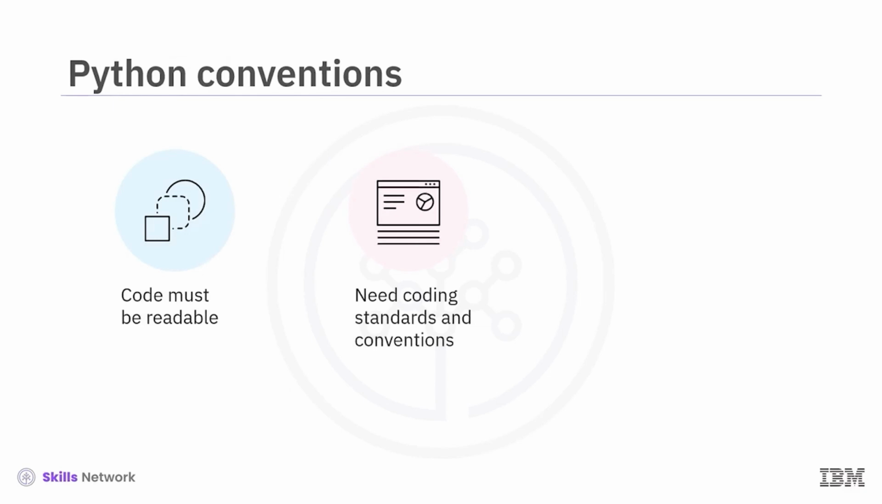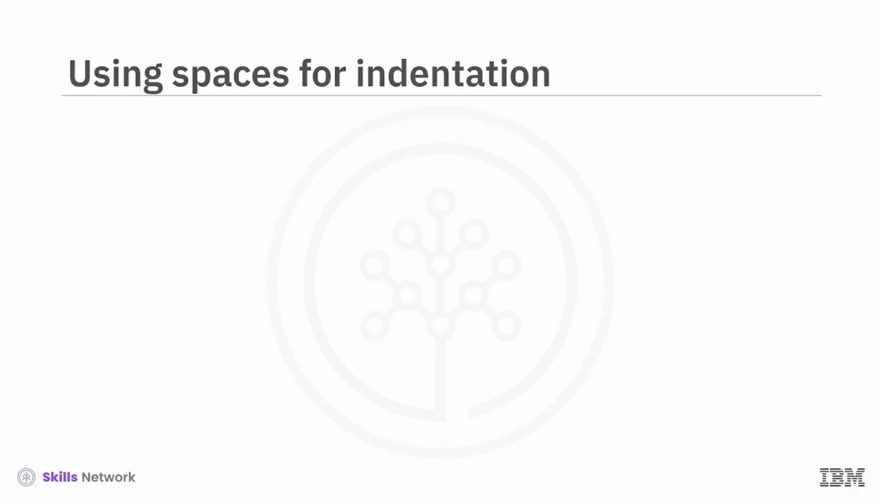Python.org has released a document called Python Enhancement Proposal 8, or PEP 8, that provides conventions and guidelines to make your Python code readable and consistently formatted. Let's start with the key guidelines for improving the readability of the code. PEP 8 recommends the use of spaces instead of tabs for indentation.